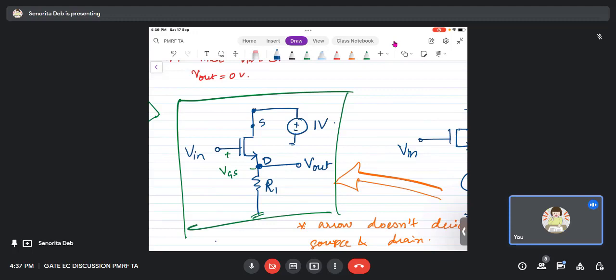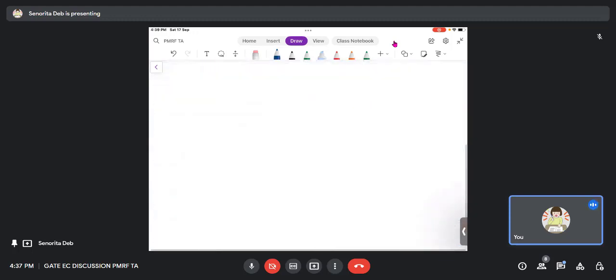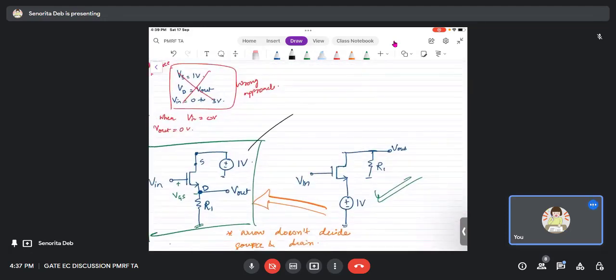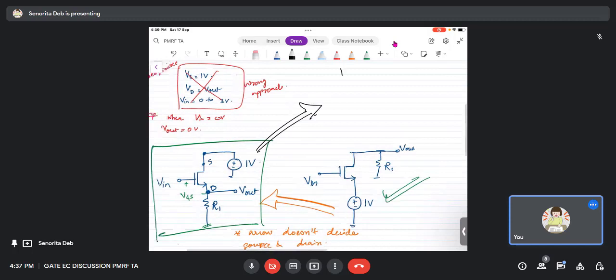So what is happening is, suppose V in is like this. Now I am writing it here. See, V in is 0 volt, V out is 0 volts. Now V in started increasing. V in became 0.7 volts. After V in became 0.7 volts, the MOSFET was on. And V out started increasing. Slowly it is increasing.